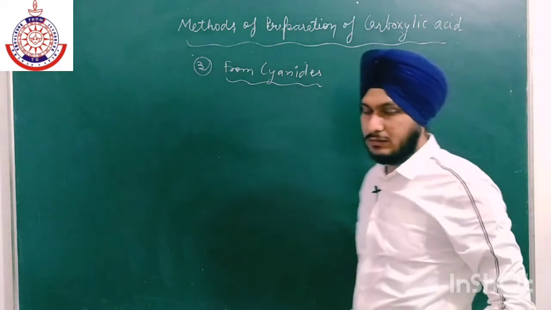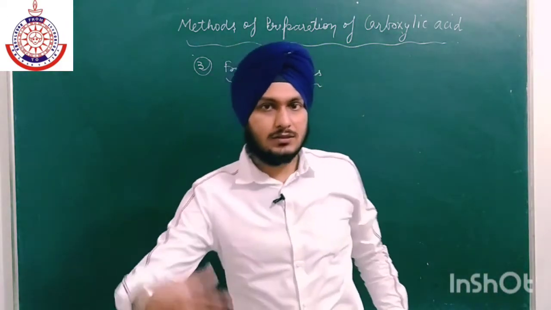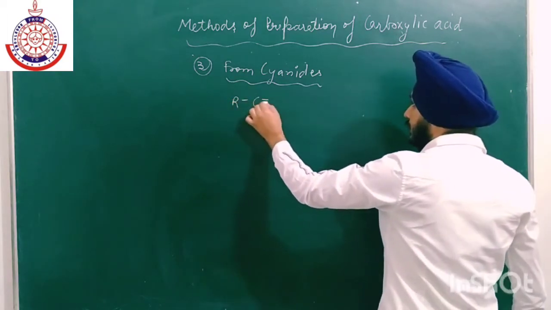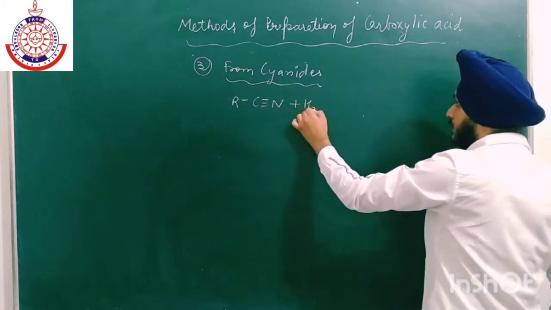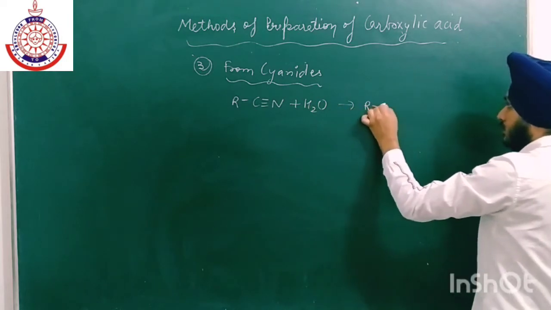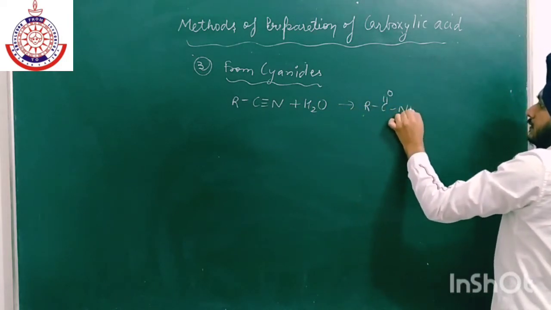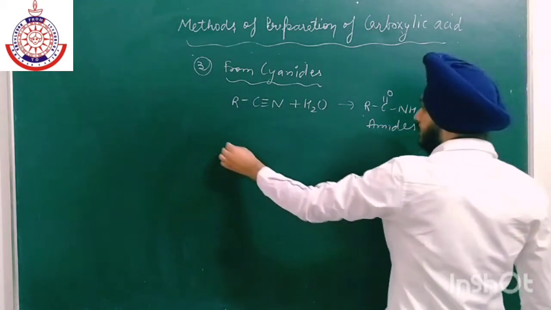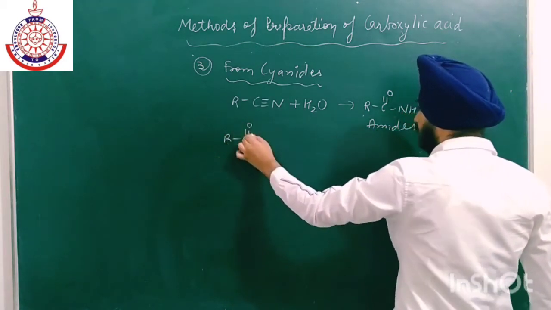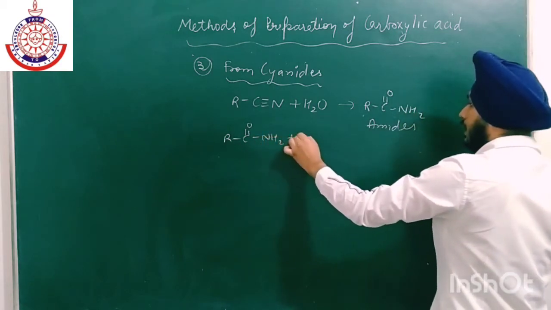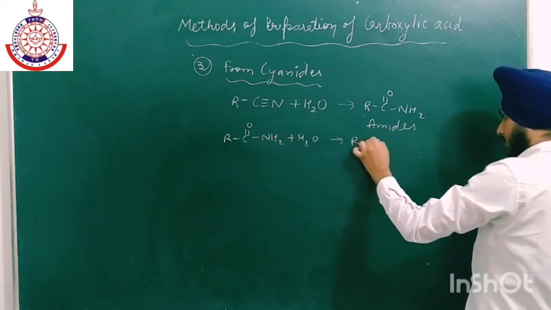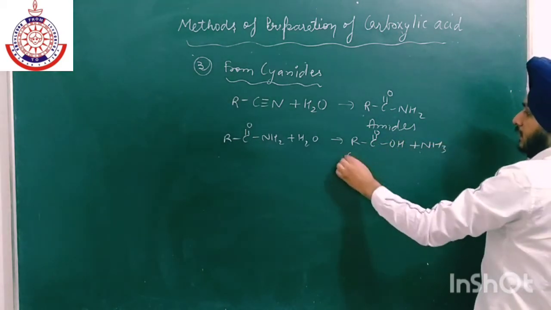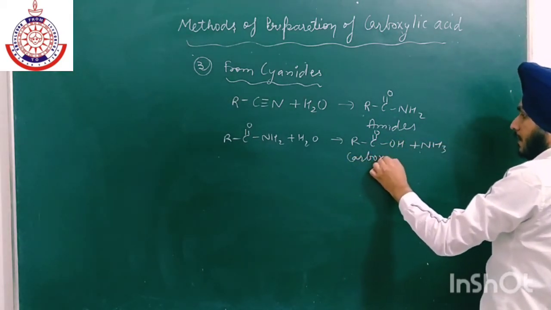Okay, so by a complete hydrolysis of cyanides. Firstly, this cyanide on partial hydrolysis is converted into amides. The amide will form first. Then this amide again undergoes hydrolysis, and we will get RCOOH, plus ammonia will leave. This is the carboxylic acid which we will get.